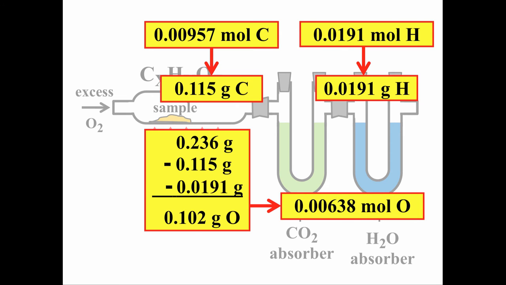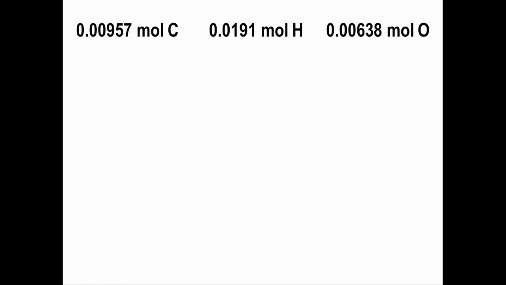And then, of course, we might be interested in knowing how many moles that is, so convert grams of oxygen into moles of oxygen, and you get 0.00638. Now, we're almost there, and we're back in familiar territory. Here is a summary: moles of carbon, moles of hydrogen, and moles of oxygen that we know.